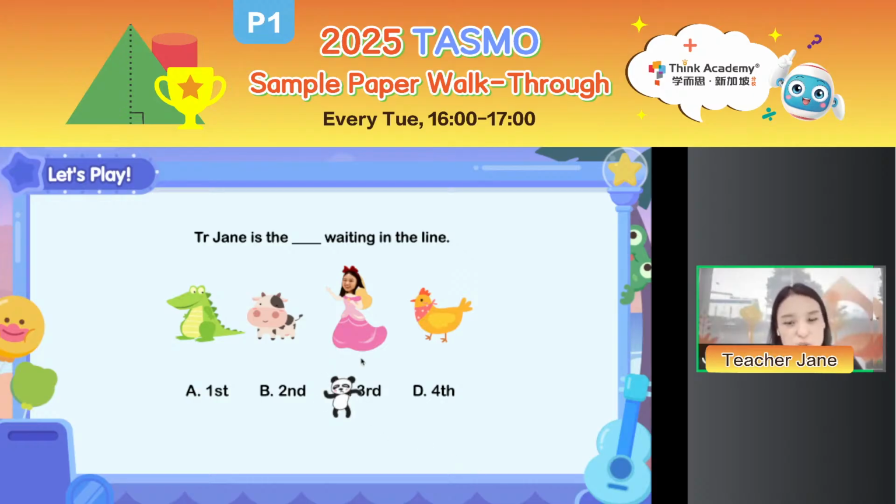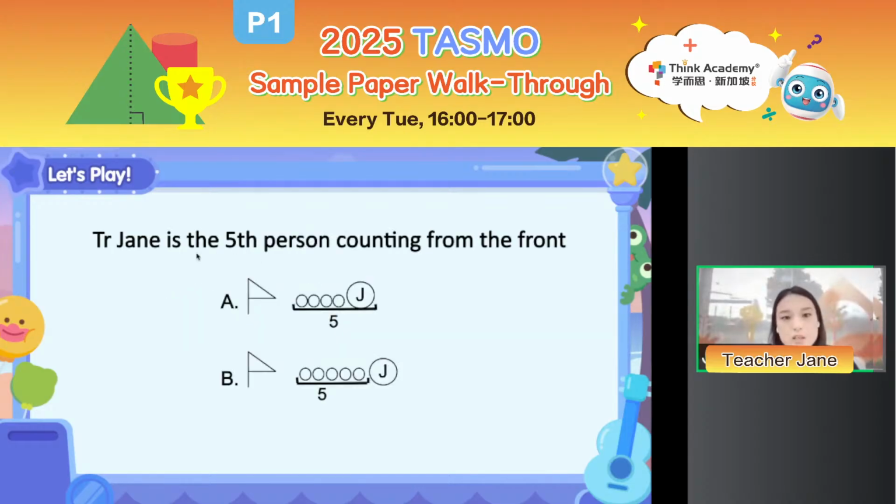How about this time we use the ordinal number. Ordinal number means the ordinal, right? So that means the position. When we are showing the position, we only care about the person myself. Teacher Jane is the third in the line. So for example, when we are counting first, second, third, fourth, fifth, I am also counted. So you can see Teacher Jane is the fifth person counting from the front. Am I counted? Yes. So this time we need to choose A, right? So when we are drawing the diagram, Teacher Jane is also counted, also included.